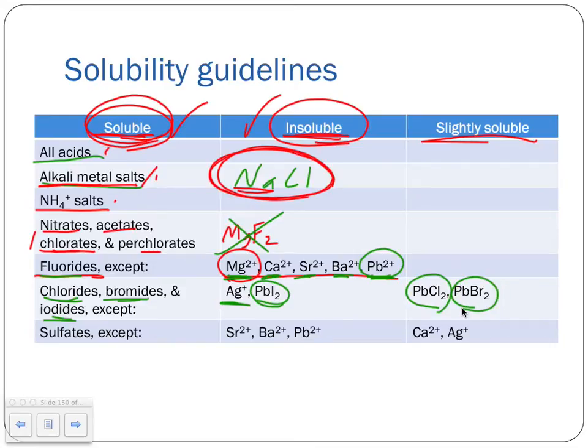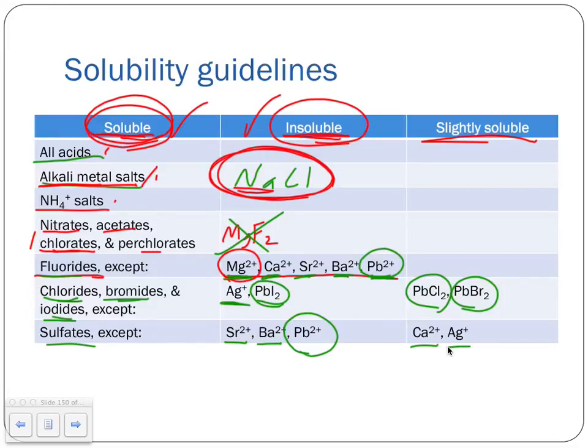And then the last one on our list of ones that are primarily soluble is sulfates. Most sulfates are soluble with the exception that strontium sulfate is not soluble, barium sulfate is not soluble, and lead-2 sulfate is not soluble, while calcium sulfate is slightly soluble and silver sulfate is slightly soluble.